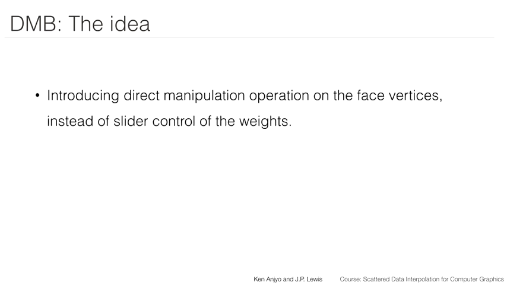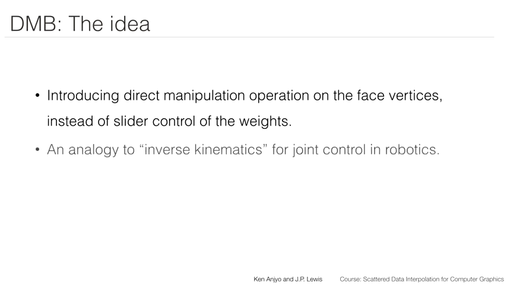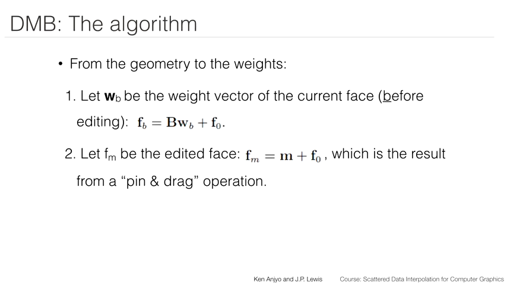So this technique simply means a method to convert the edited result of face vertices by pin and drag operation, which are given, and which will be transferred by this method to slider operations. So this would be kind of analogy to inverse kinematics for joint control in robotics. So this is our base idea. And now let me briefly explain the algorithm. So we want to map the face geometry to the weights.